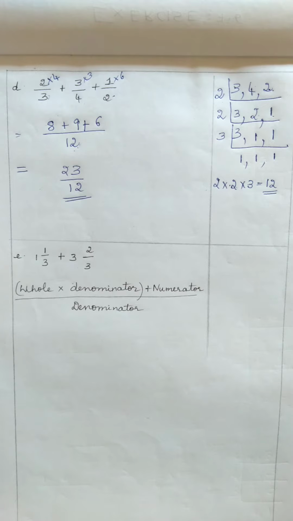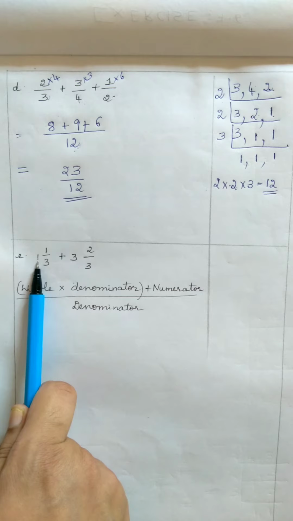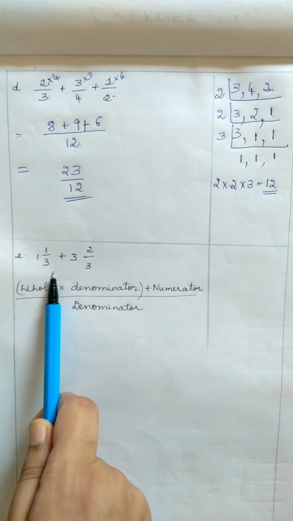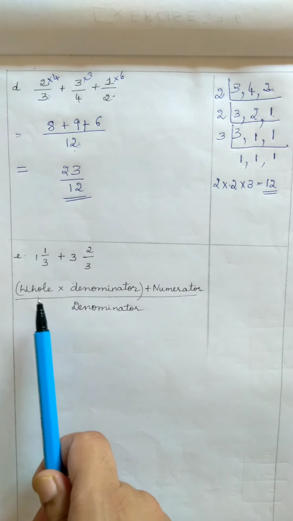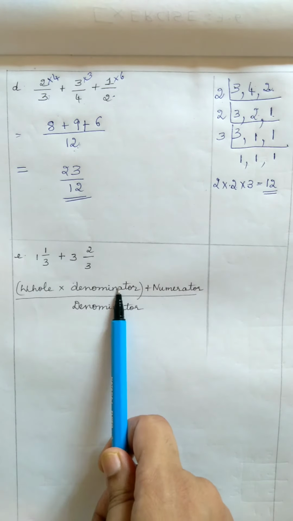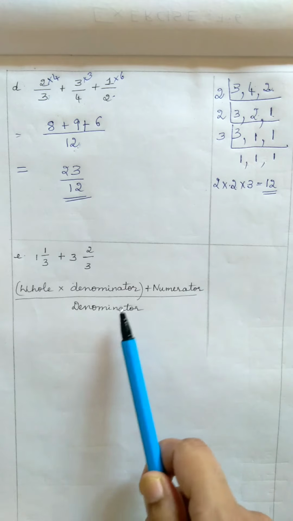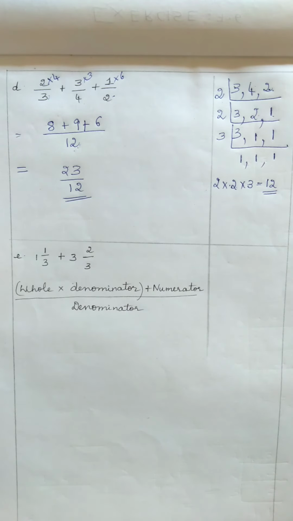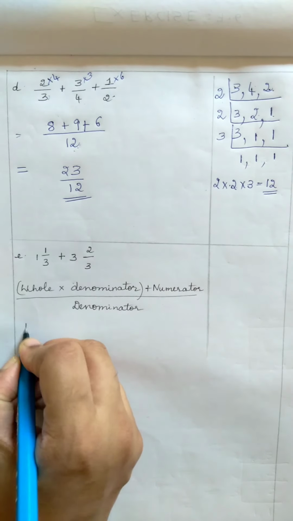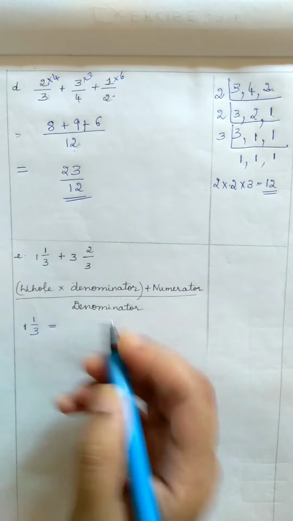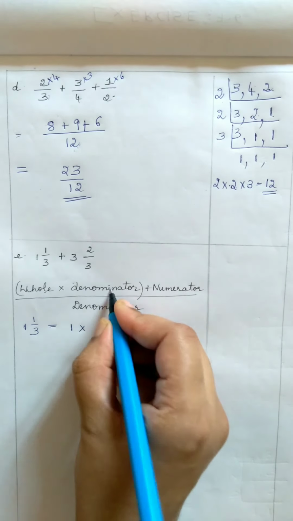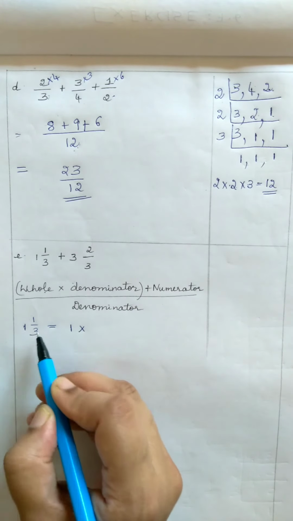Now, to solve this, we know that 1 represents a whole and 1 by 3 represents a part. We have studied the formula, that is whole into denominator plus numerator divided by denominator. Now separate the mixed fractions. Take first 1 1 by 3. The whole will be equal to 1 into denominator, in part 1 by 3.